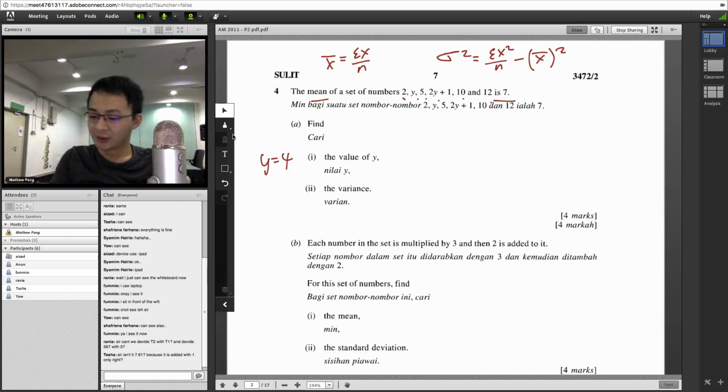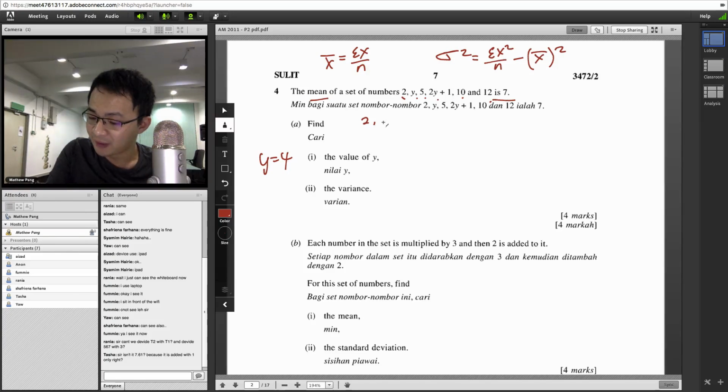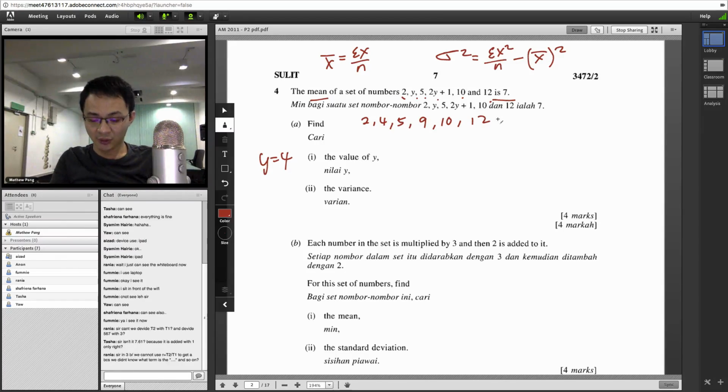Okay, so let me just rewrite my values here, because I know my y equals 4, right? So I will have 2 here, 4 here, 5 here. 2y plus 1 will be 9 here, 10 here, and 12. Alright, so if the question says sum of x squared, that means all these numbers are going to be squared and then added together.